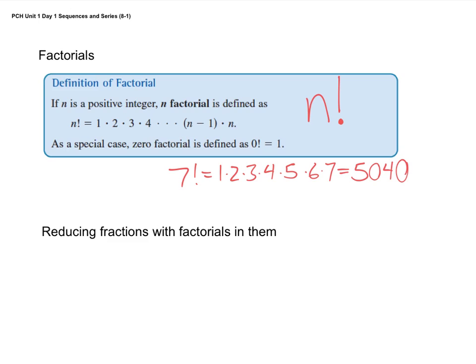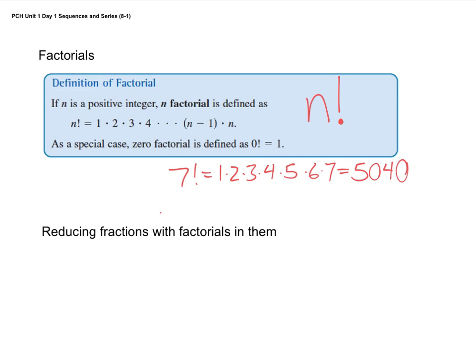Now you might say, well, what is this for? Well, actually, this value right here is the number of different ways. If I had 7 objects and I wanted to put them in a specific order, that's called a permutation, we'll talk about in a sec. If I wanted to put all 7 of those objects in a particular order, I could do it 5040 different ways.